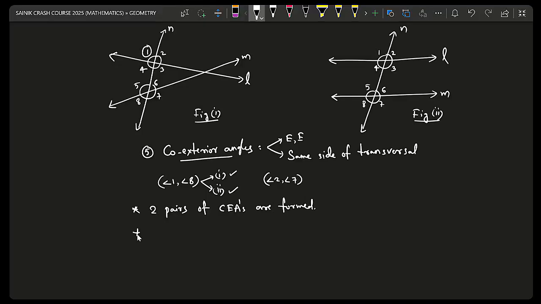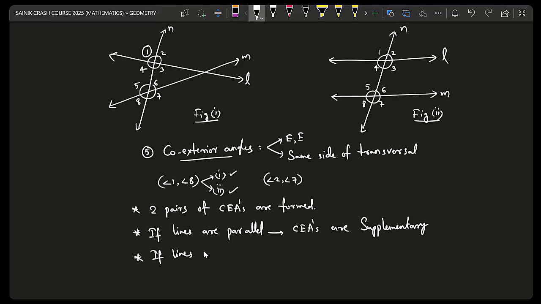And what are the properties? If lines are parallel, that is L is parallel to M, then what is the property that co-exterior angles are going to satisfy? Co-exterior angles are going to be supplementary. What do you mean by supplementary? The sum of them is going to become 180 degrees. And what is the next property? If the lines are not parallel, co-exterior angles are not supplementary.